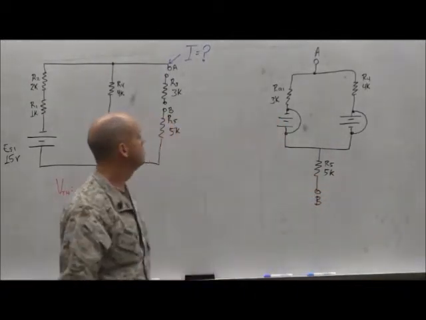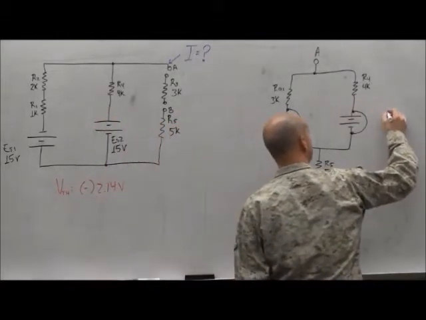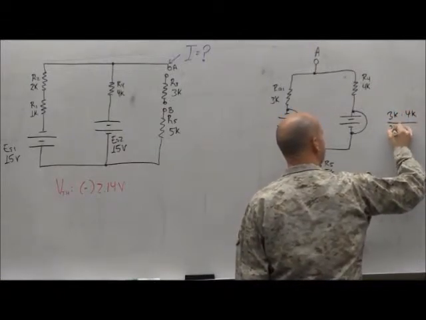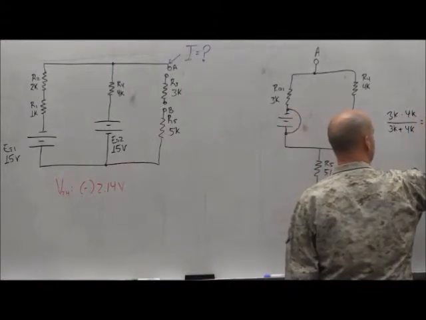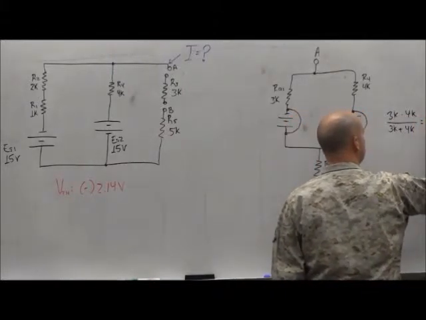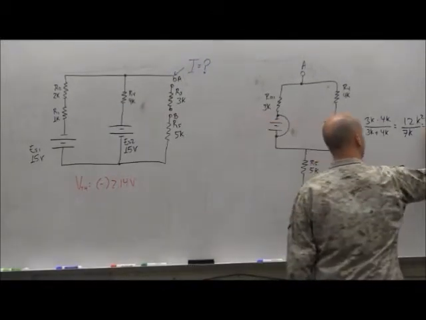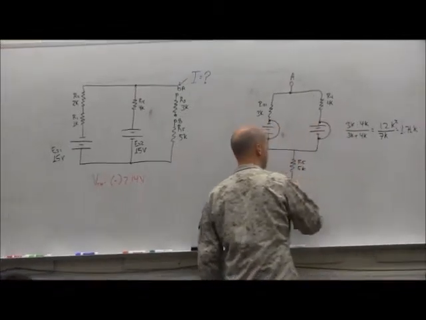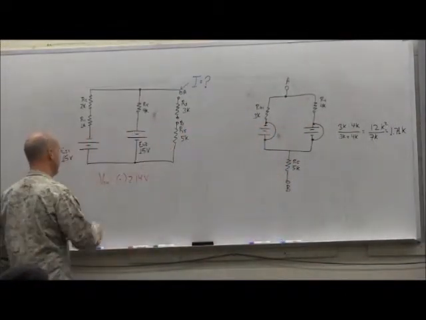Okay. Total resistance now, right? Over here it's going to be 3K times 4K over 3K plus 4K for a product over sum, which would be 12K squared over 7K, which equals what? 1.71K, and I add that to 5K, giving me 6.71K for my RTH.